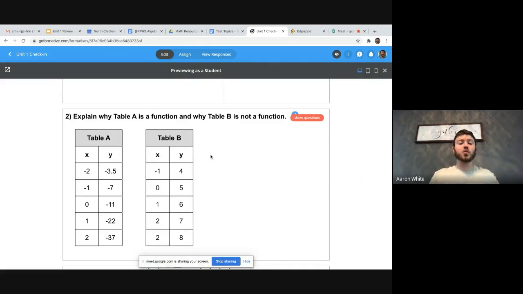Now, if you were to put this on a graph, it might even become more clear, because if you were to try to use our vertical line test, this table, if you were to plot these points, would not pass the vertical line test because the points (2, 7) and (2, 8) are going to be stationed on top of one another. And so that is why table B is not a function: because of the repeated input values.